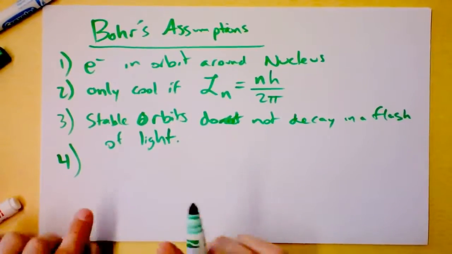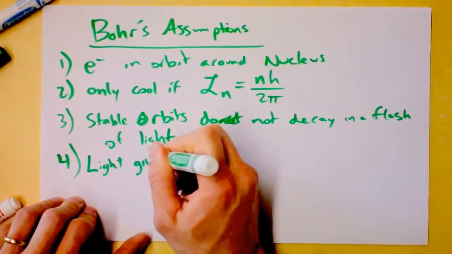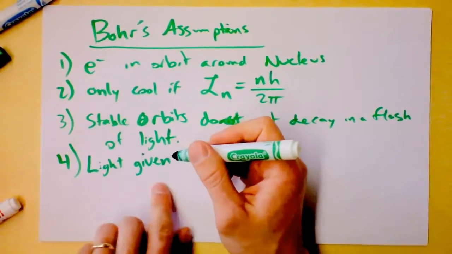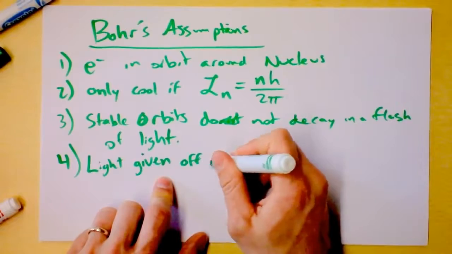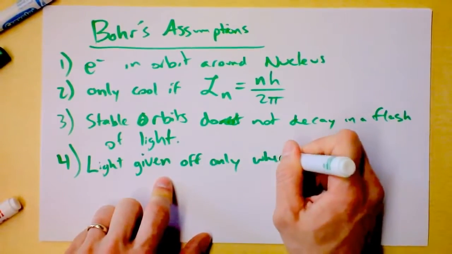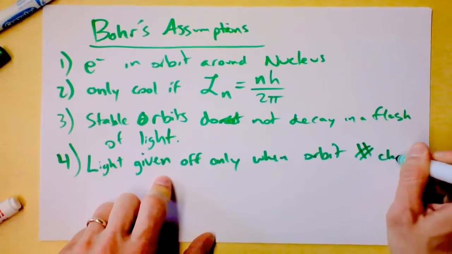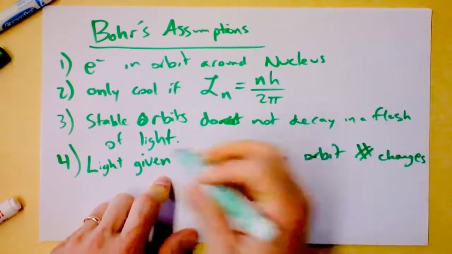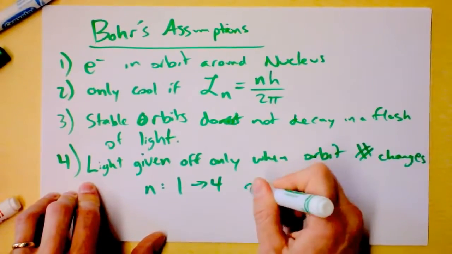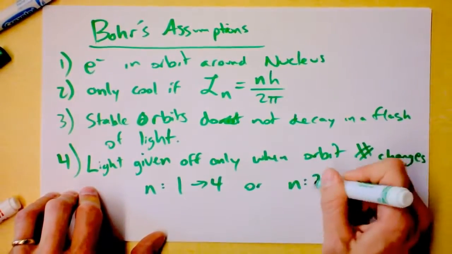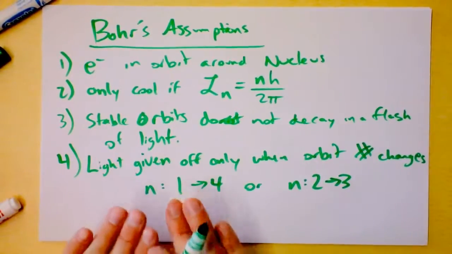And his final statement is a good one though. He's saying light is only given off, this is brilliant, and I will give it to Bohr on this one. This is a very, very good statement. Light is given off only when the orbit number changes. That means n goes from 1 to 4, or n goes from 2 to 3, or something. So that's when light is given off.